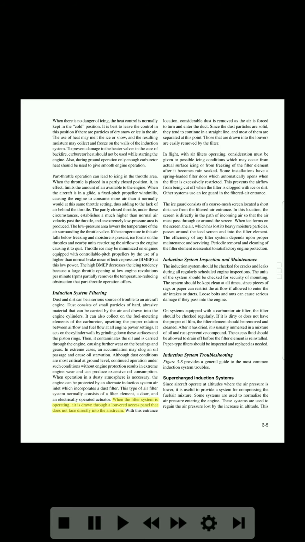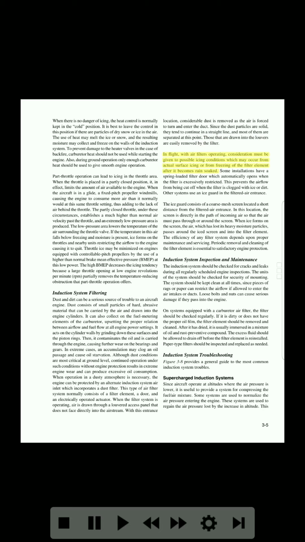When the filter system is operating, air is drawn through a louvered access panel that does not face directly into the airstream. With this entrance location, considerable dust is removed as the air is forced to turn and enter the duct. Since the dust particles are solid, they tend to continue in a straight line, and most of them are separated at this point. Those that are drawn into the louvers are easily removed by the filter.